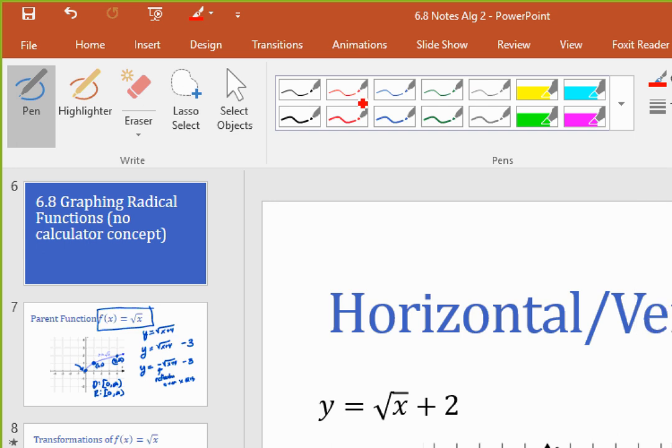Domain and range now of this new function. So my domain remains unchanged. I can still put in any x value that is a positive x.